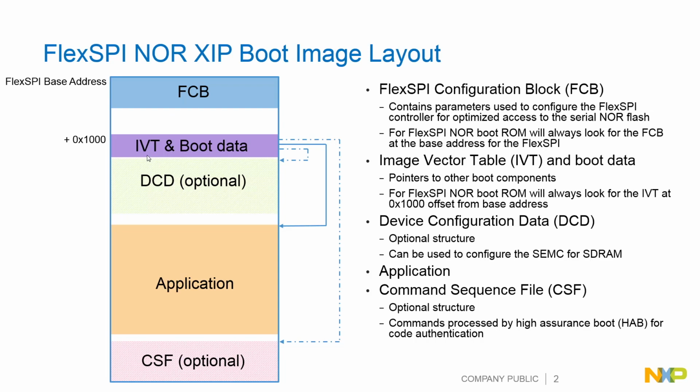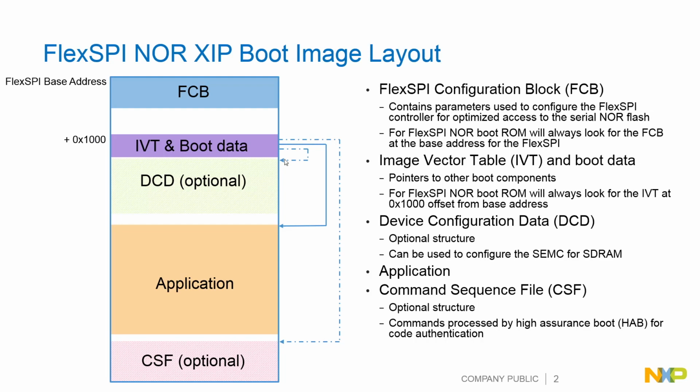Next, we'll have your IVT and boot data. The IVT is your image vector table, and it's really a list of pointers to other boot components. The ROM always looks for your IVT for a FlexSPI NOR boot at a 0x1000 offset from your base address, so that's what's shown in the diagram here.